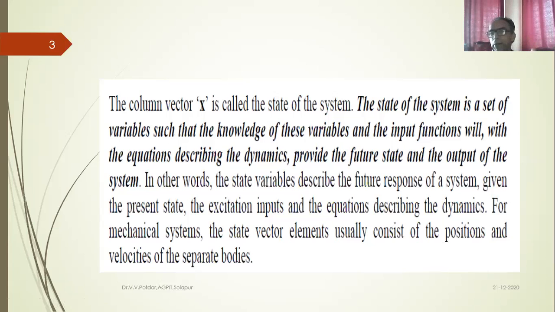Still working on paper. Remember, in control system engineering, we are working on paper. We are using the tools of mathematics for predicting the system performance, and state space is one such approach. The excitation, the present state, the excitation inputs, and the equations describing the dynamics of the system. For mechanical systems, the state vector elements usually consist of positions and velocities of separate bodies. As we have been saying, for translational mechanical systems, force is the input and displacement, velocities and accelerations are normally the outputs.